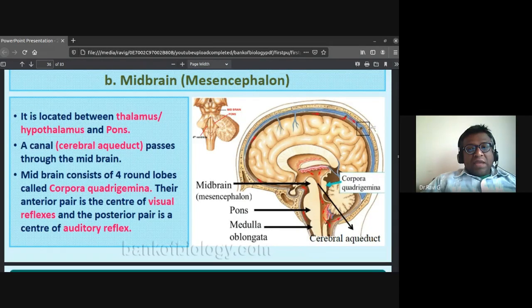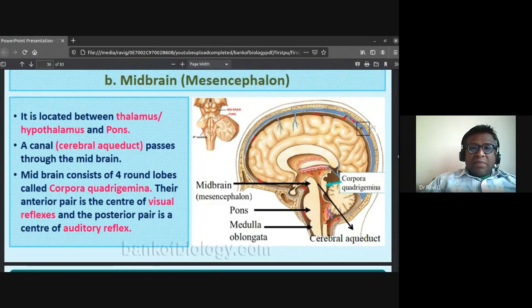A canal, the cerebral aqueduct, passes through the midbrain. The midbrain consists of four round lobes called corpora quadrigemina. You can see here four lobes, the corpora quadrigemina.